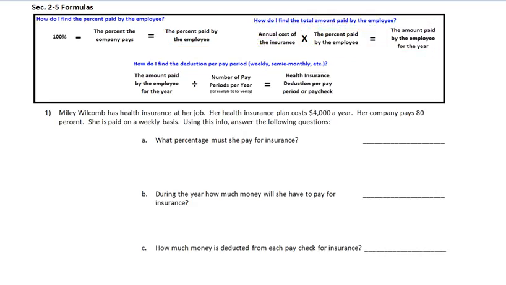Last but not least, we do step 3. Step 3 helps us to find the exact amount for health insurance that is taken out of your paycheck each time you get paid. Another way of saying that would be the health insurance deduction per pay period or per paycheck. Once again, some people get paid differently than others.